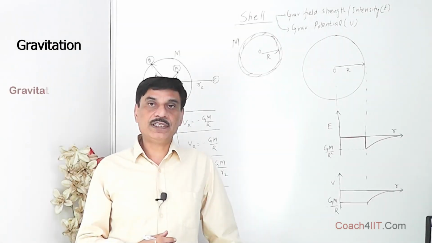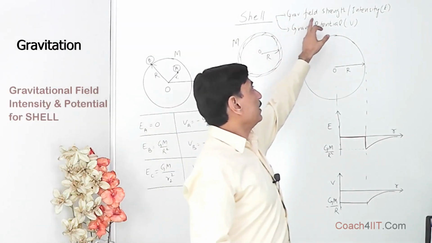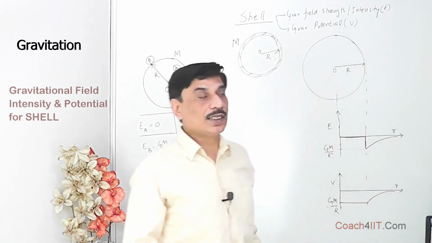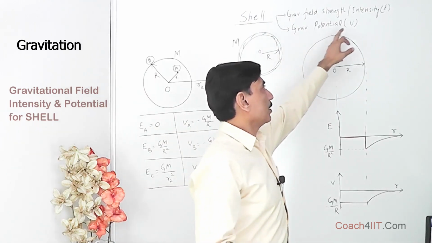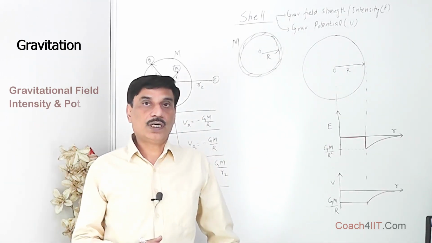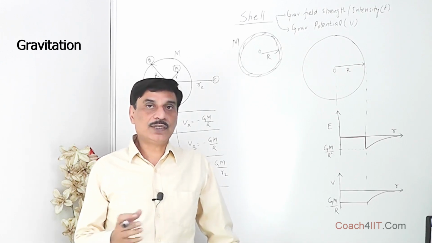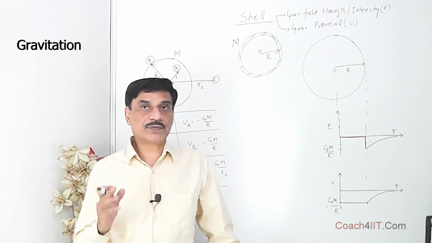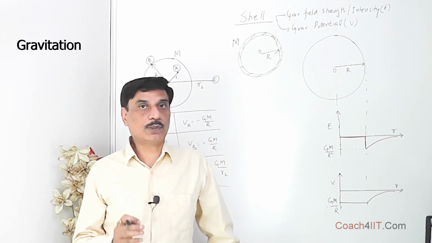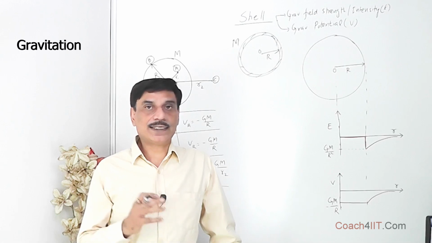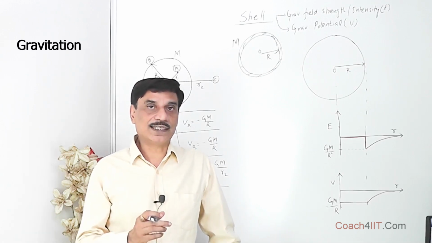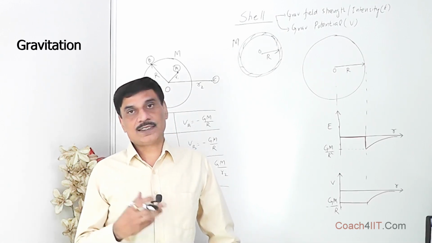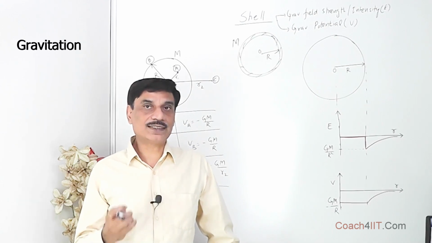What is gravitational field intensity, or gravitational field strength, denoted by E, and what is gravitational potential, denoted by V, for our shell? When we say shell, generally we have two things. We shall be talking about a shell and we shall also be talking about a solid sphere. Right now we are concerned about a shell. A shell is like a tennis ball which has a cavity inside, and a solid sphere is like a cricket ball which is filled inside.